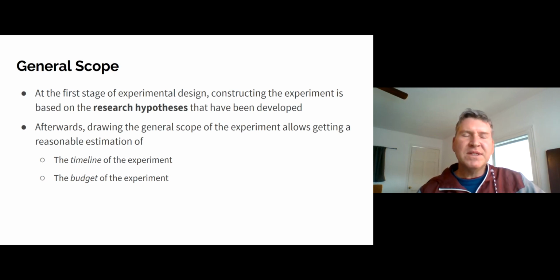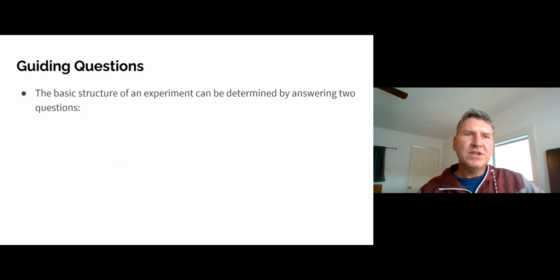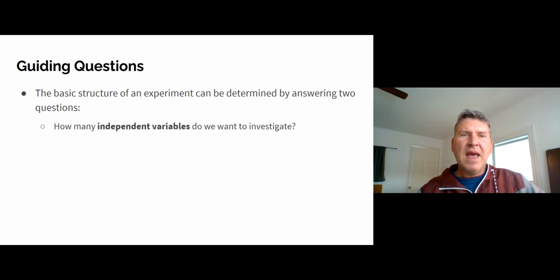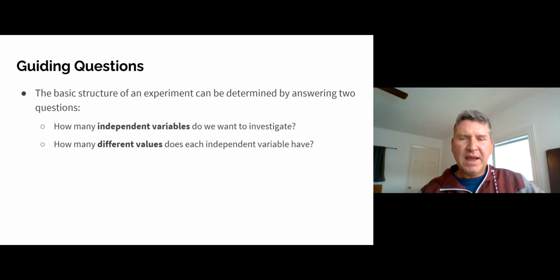Now, there's lots of exceptions to this kind of heuristic, but the idea is the timeline of the experiment should be fairly short in a perfect world. And then also the budget should be as little as possible, just because it's difficult to fund a large experiment unless you're doing it on somebody else's dime. This leads us to some guiding questions. So we need to answer two specific questions here. How many independent variables do we want to investigate? And how many different values does each independent variable have?